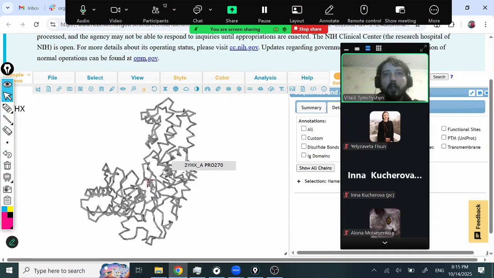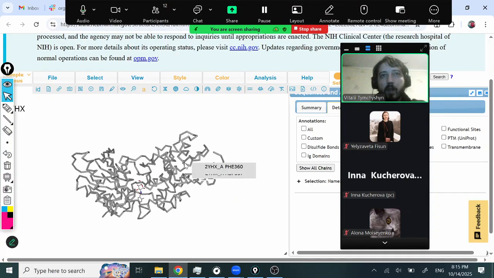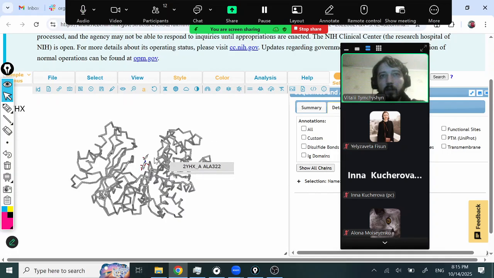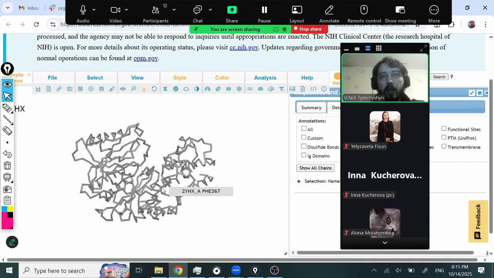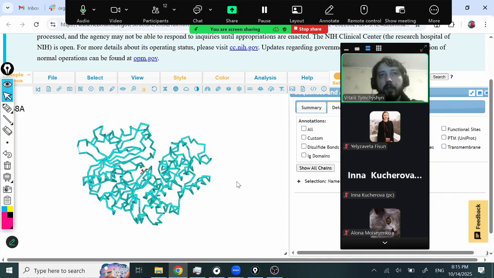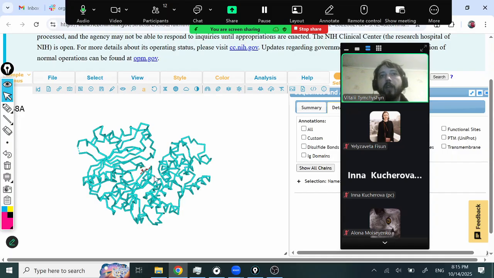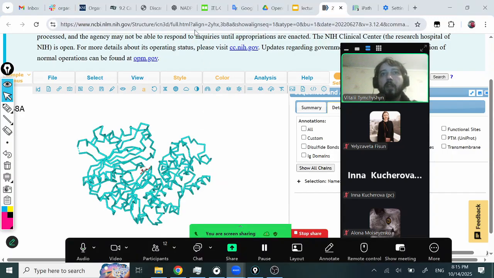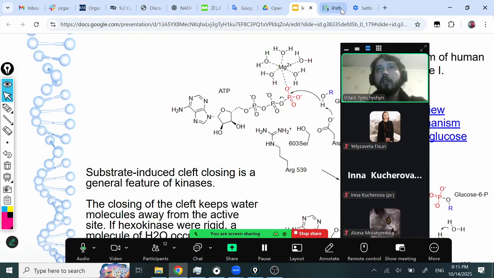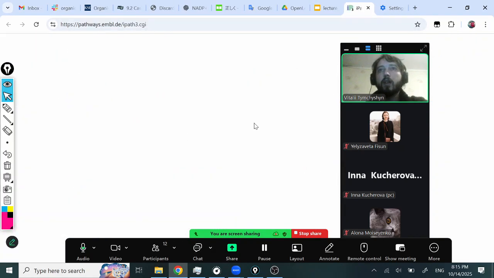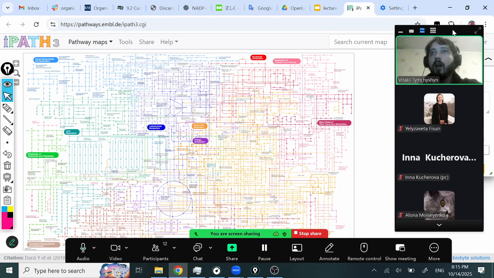Okay, so here you see the hexokinase, and these are two conformations of the hexokinase when the reaction is performed. So I guess you can look better after the lecture. Oh, and this one I have totally forgotten. This is one of the atlases of the pathways that I gave links to you at the beginning of the lecture.